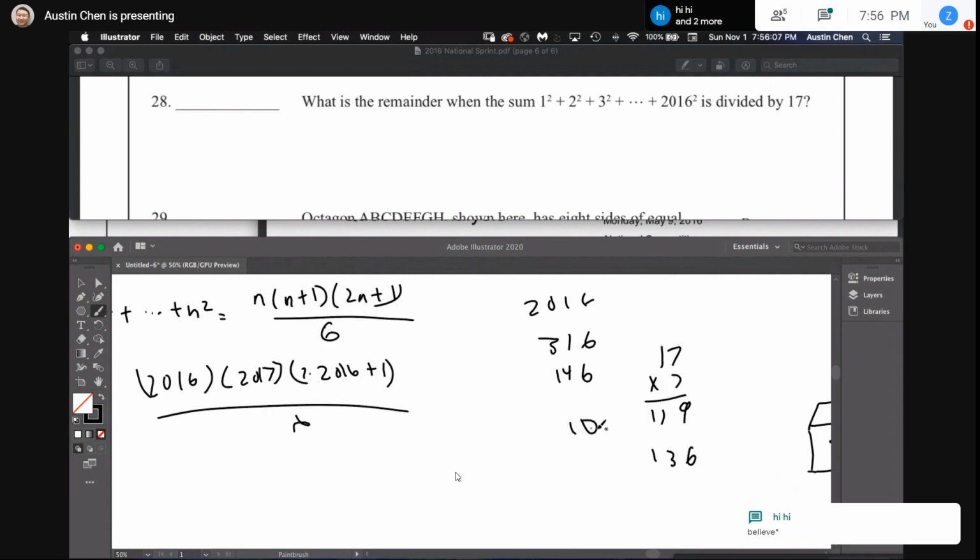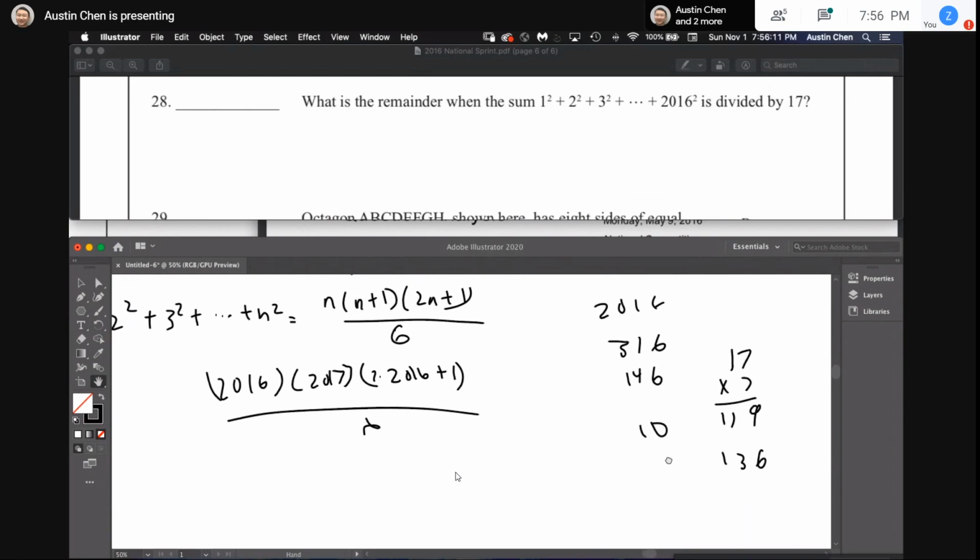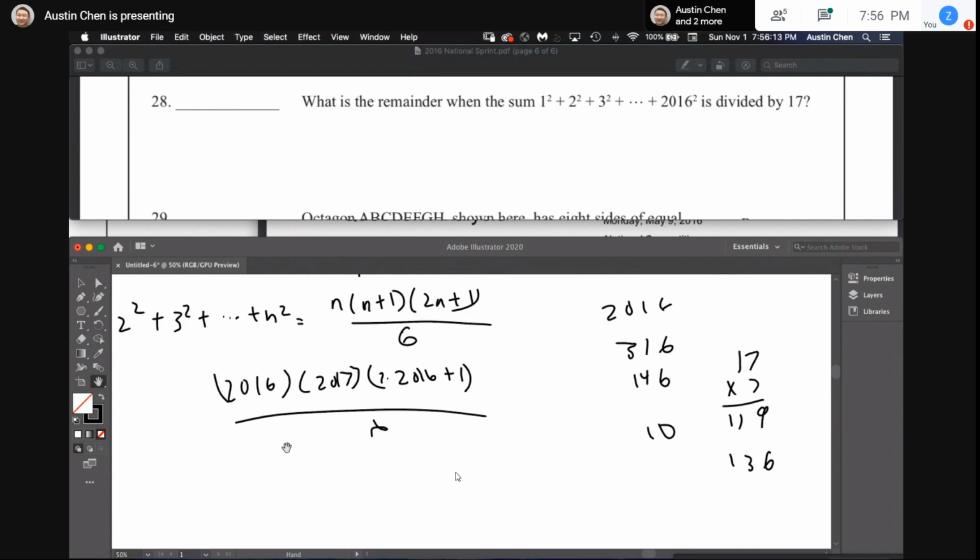So then you have 10. So 2016 should be 10 mod 17. Then 2017 will be 11 mod 17. Then this will be 20 plus 1 mod 17, so 21 mod 17, which is just 4 mod 17, over 6.